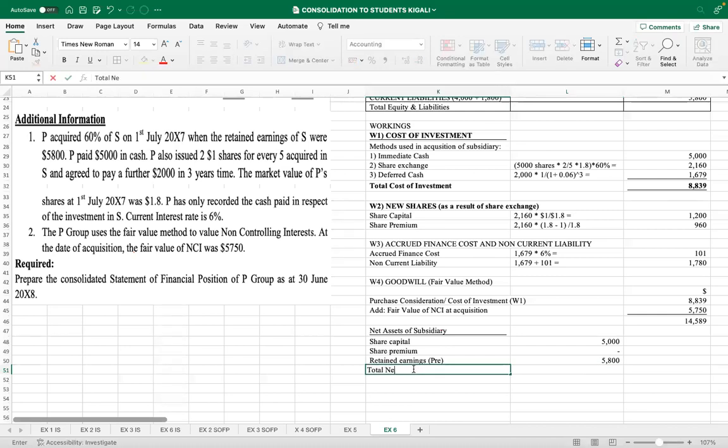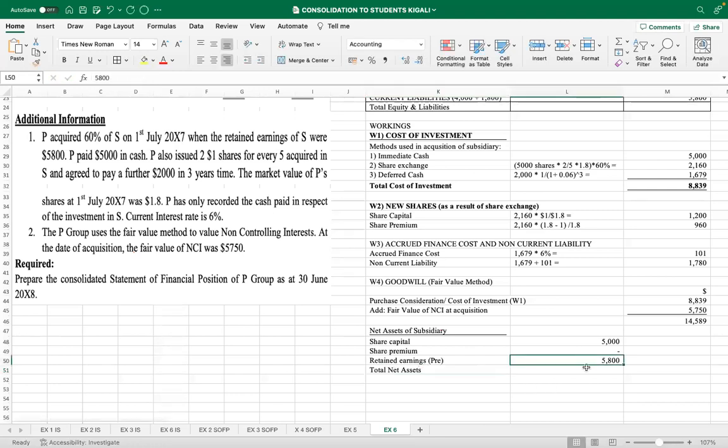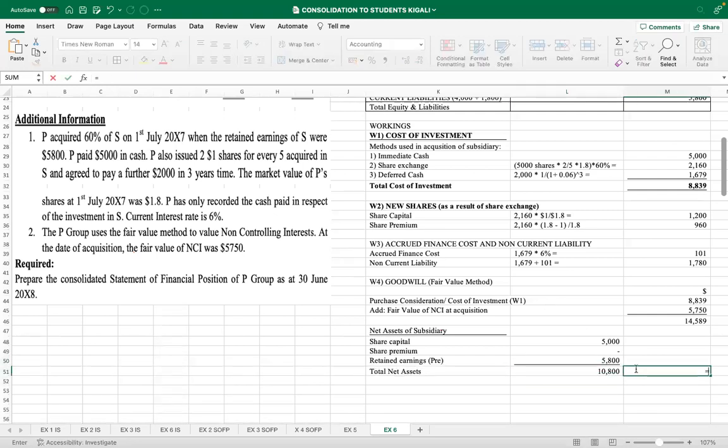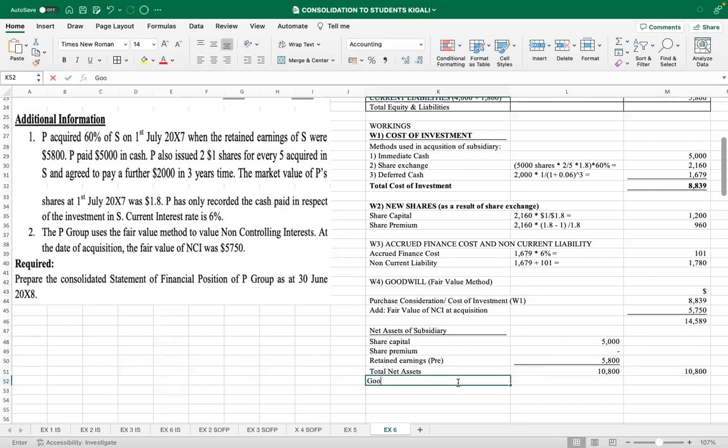Total net assets. Now, method 2, fair value method, uses total. So what is your total? Your total is that. So fair value method, remember, uses total. So that is your total. Fair value method uses total. So what is your goodwill?